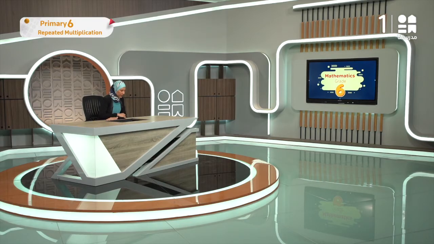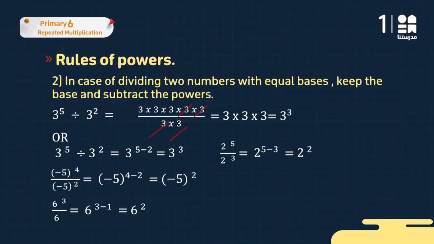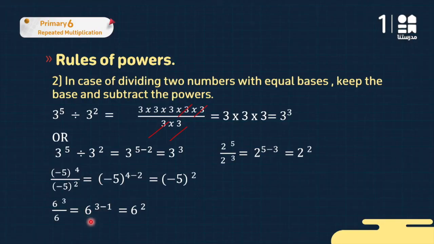Now I have 6 to the power of 3 out of 6. Concentrate. Does 6 have no power? No, I have a power on 6, but I'm not writing it. I have 1 as a power, but I'm not writing it. So I will make 6 my base and make 3 minus 1. It becomes 6 to the power of 2.